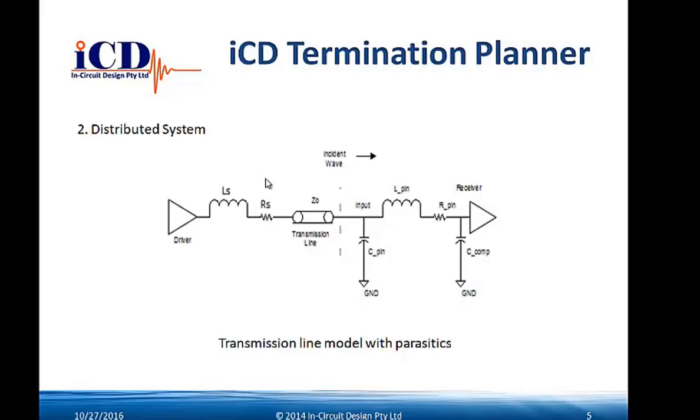But if you're looking at fast rise time design, then you really need to look at a distributed system whereby you take into account the parasitic effects of the series inductance of the termination resistor, also the inductance of the transmission line, capacitance of the transmission line, and also the capacitance of the receiver.